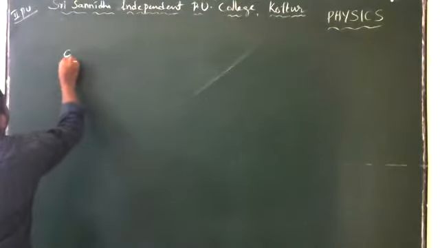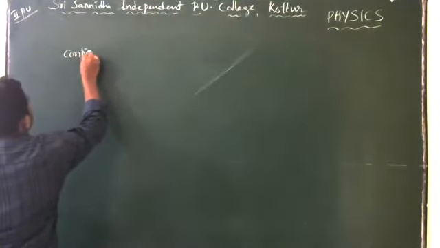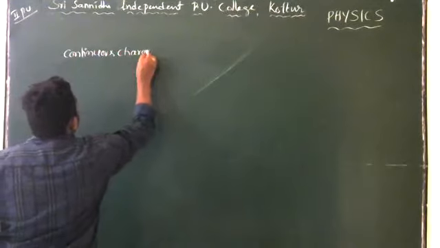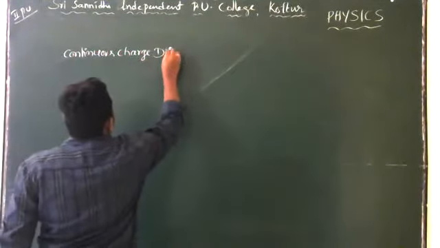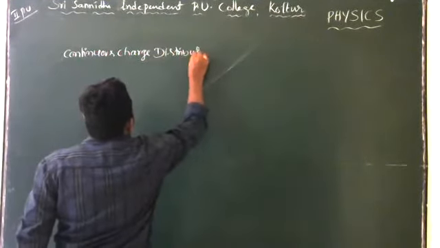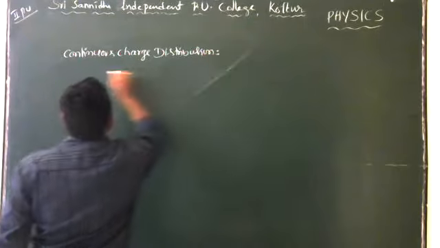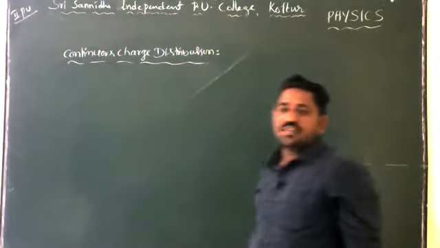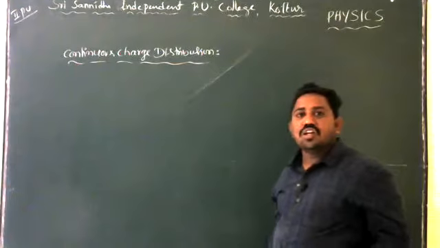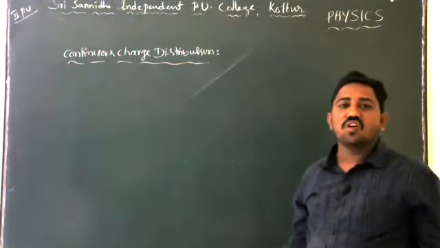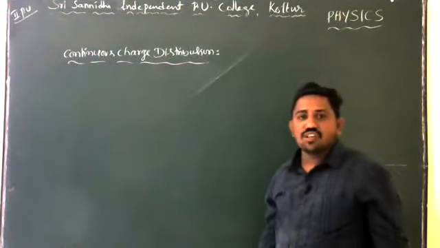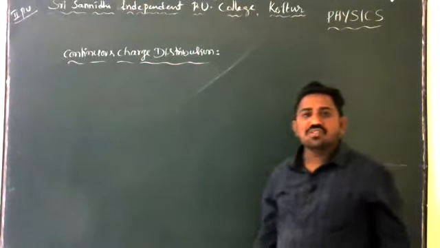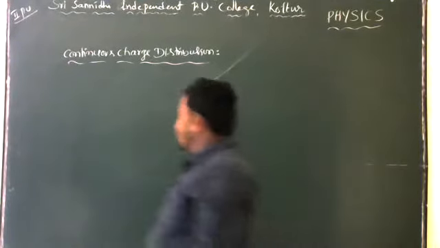Next one, continuous charge distribution. What is continuous charge distribution? When a charge is distributed continuously, that is called continuous charge distribution. Continuous charge distributions are of three types. There are three types.